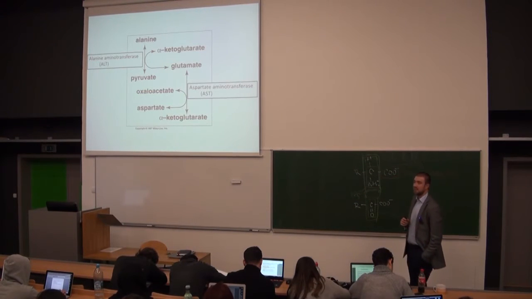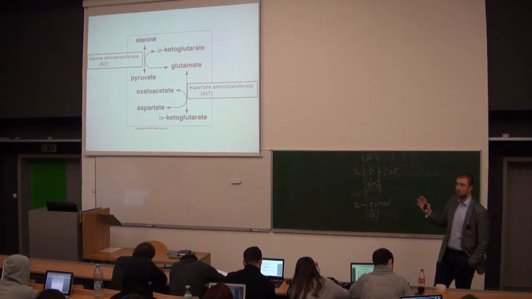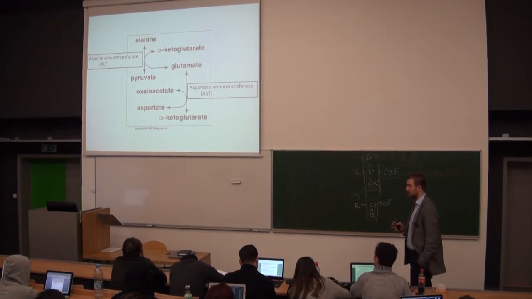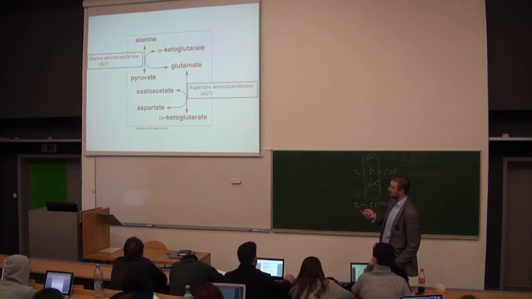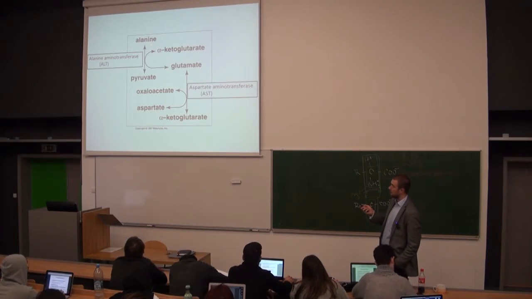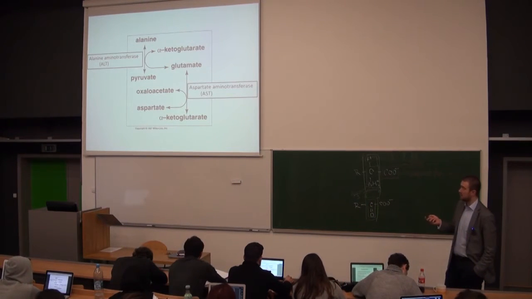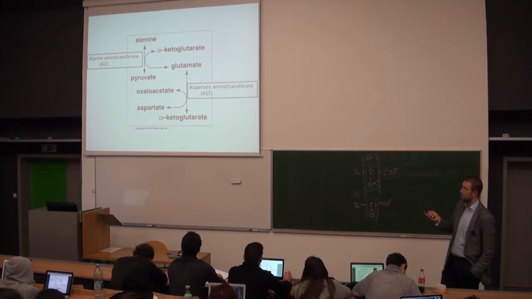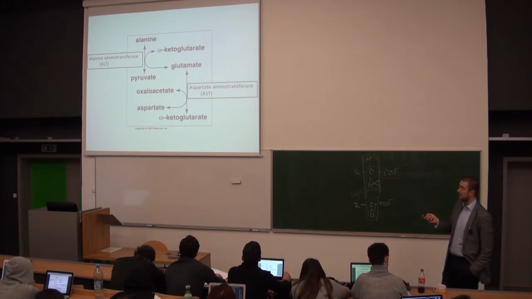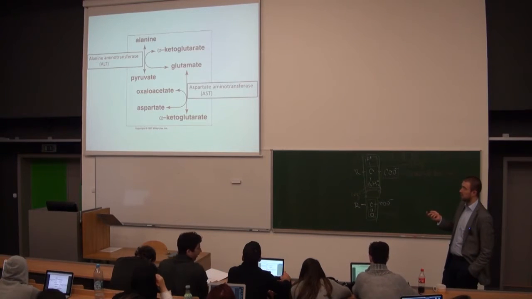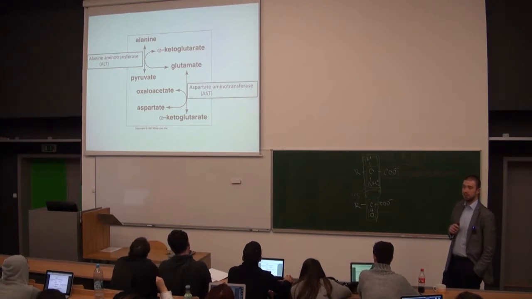Here we have the reactions that they catalyze, and you should be able to draw them or to identify the compounds. So ALT, alanine aminotransferase, takes the alanine plus alpha-ketoglutarate, and the result is pyruvate and glutamate. So you transfer the amino group from alanine to alpha-ketoglutarate. Or you can take it from the opposite. That means pyruvate plus glutamate, giving you alanine and alpha-ketoglutarate.